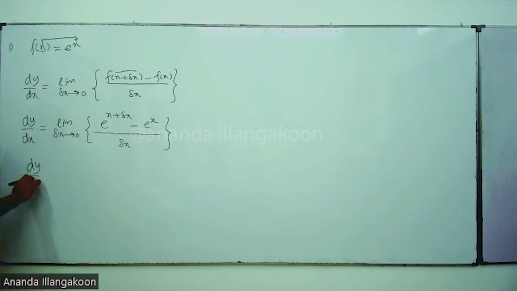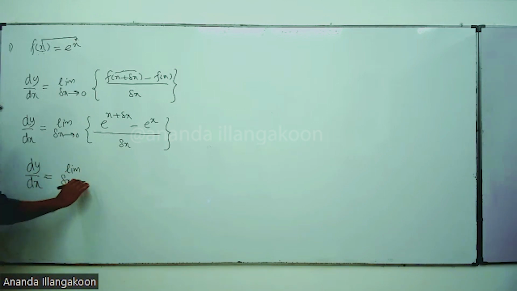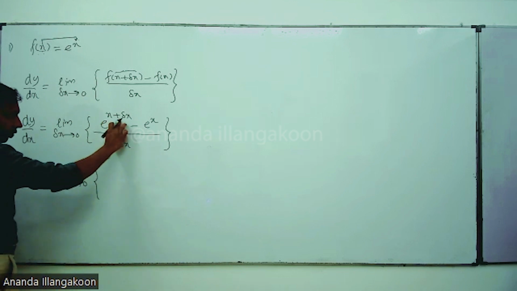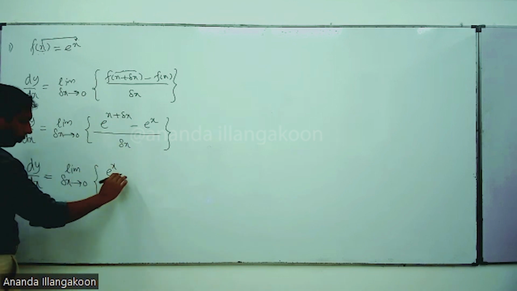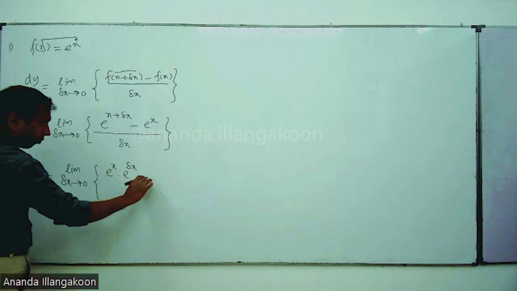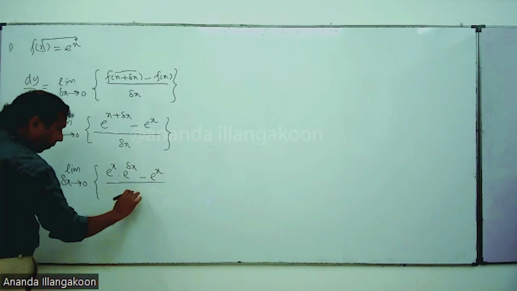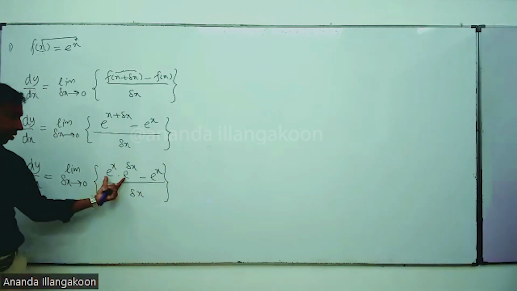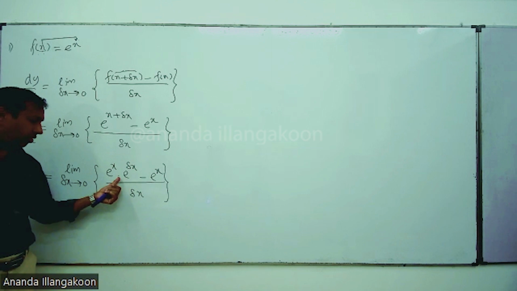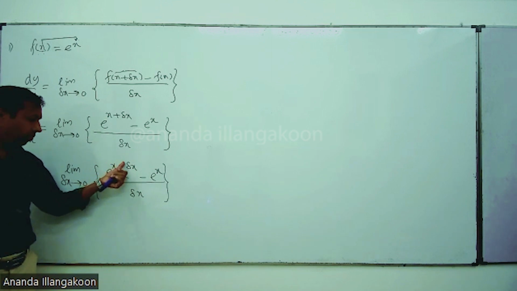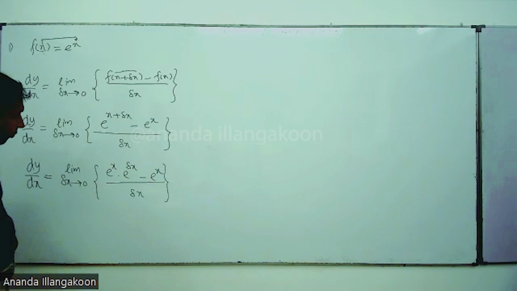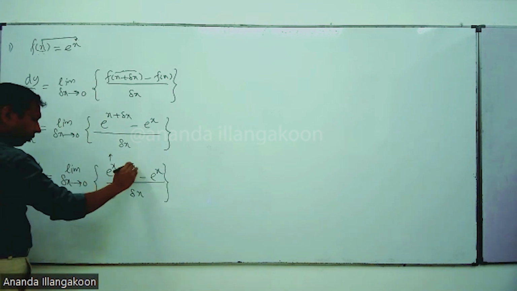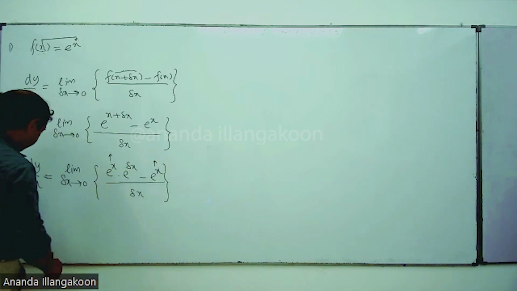Now we can write limit delta x going to 0. This one you can write e to the power x into e to the power delta x minus e to the power x, divided by delta x. Correct, no? Now here, when the bases are equal and they are multiplied, the powers we can add, no? Then this one we get. Now this e^x and this e^x we can take out.